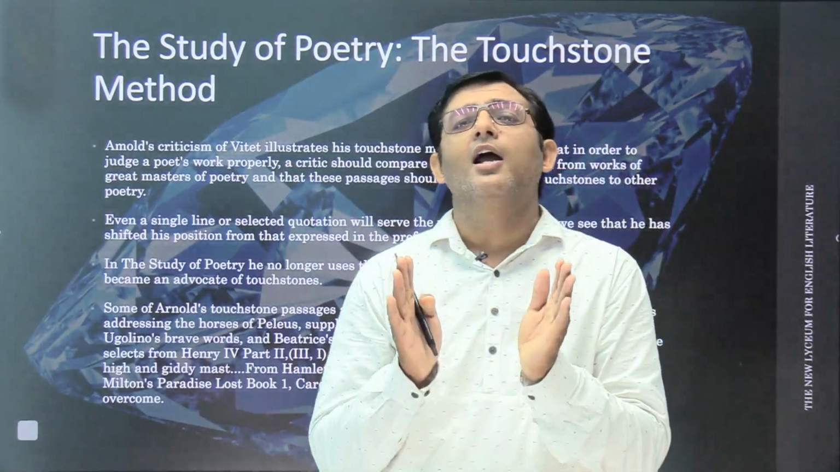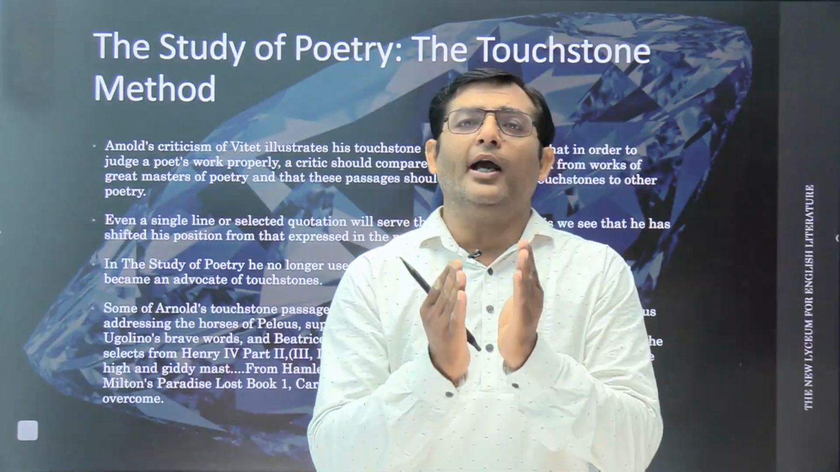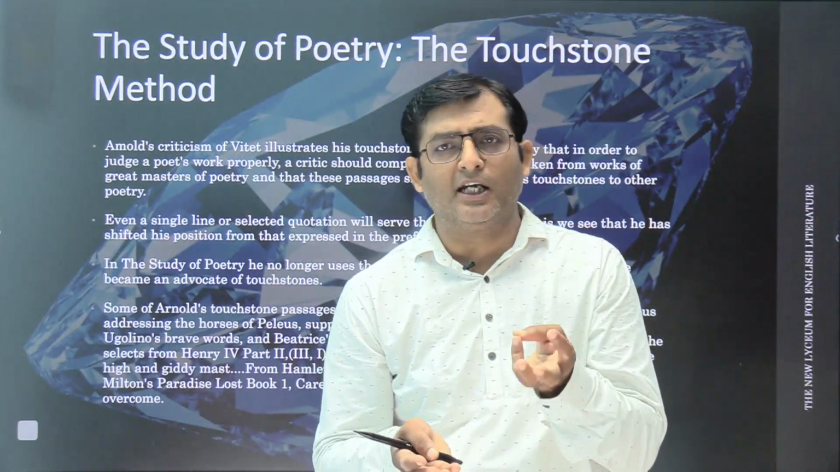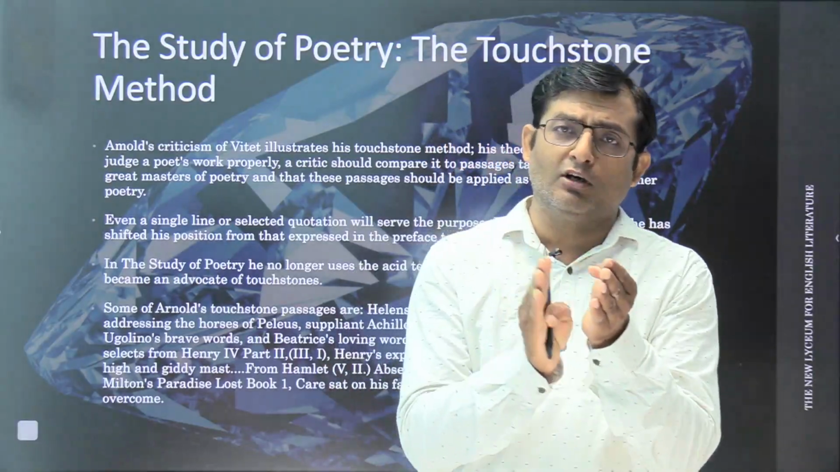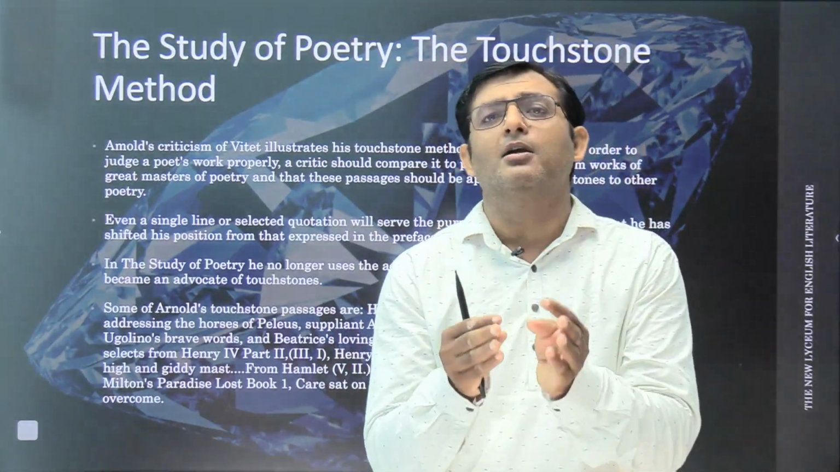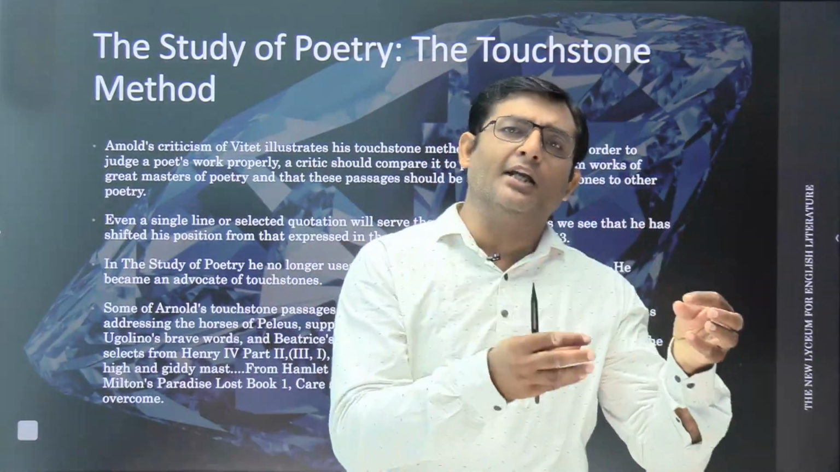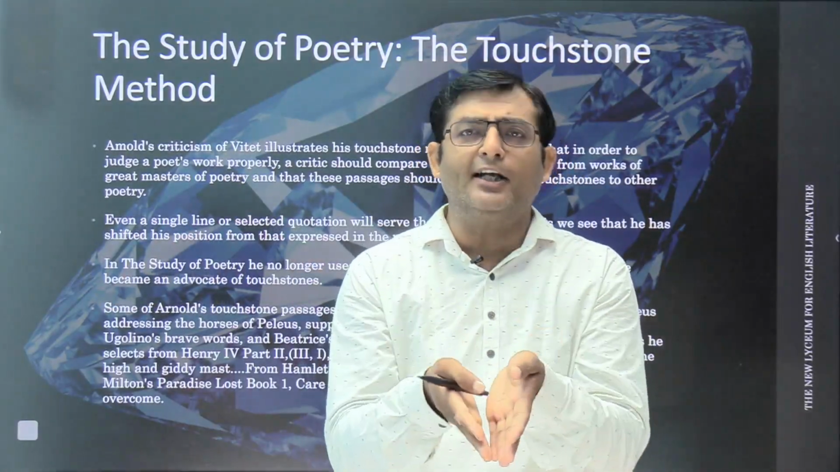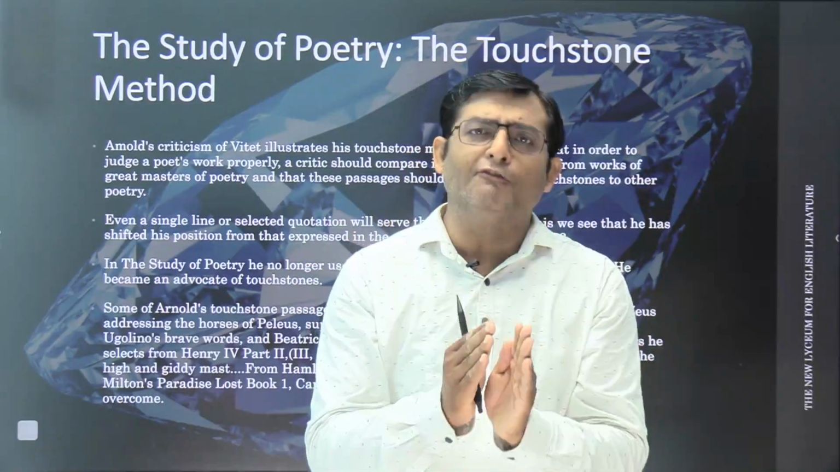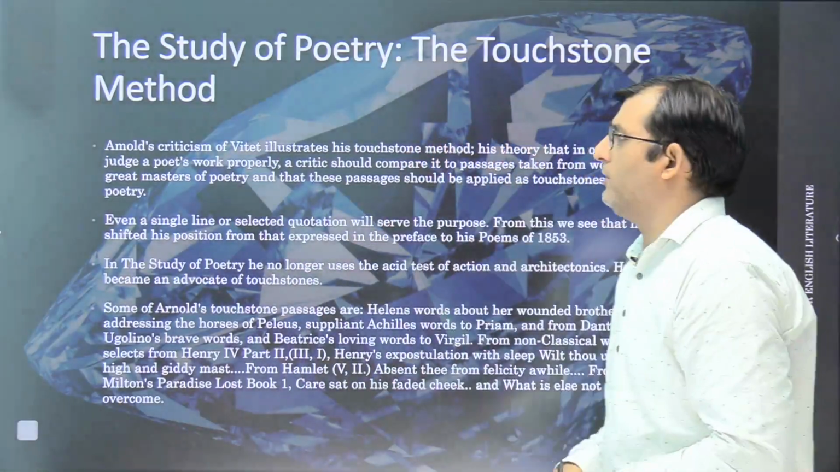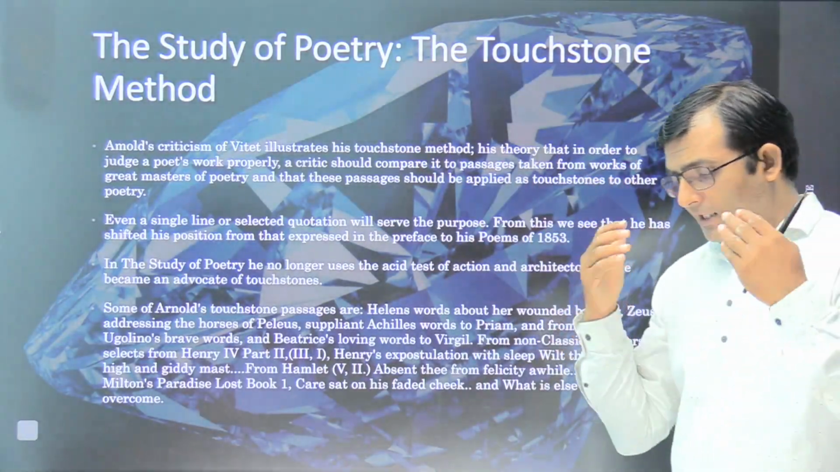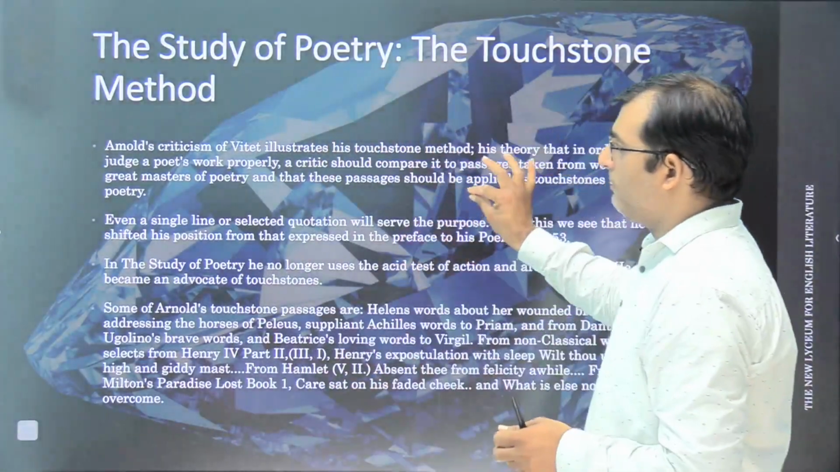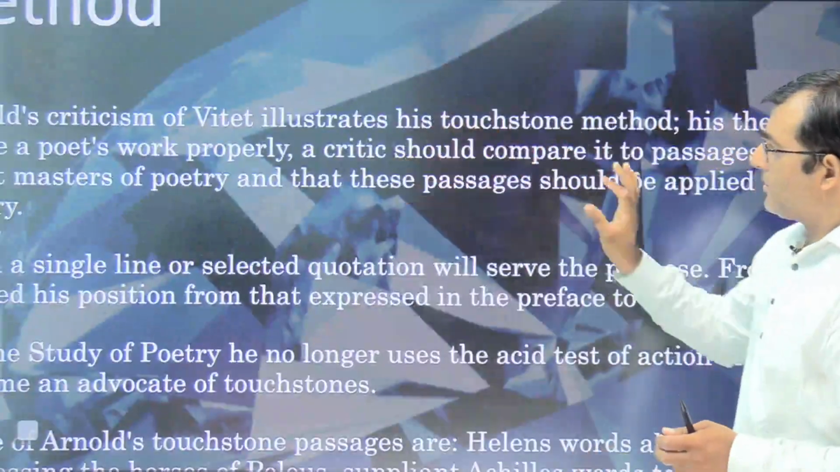What is Touchstone method? It is a method of comparative criticism where Matthew Arnold talks about four classical writers, Homer, Dante, Shakespeare and Milton, and he gives passages from these four writers and says that these are the lines, beautiful lines, excellent lines, and compare your lines with these lines and then find out the worth of your poetry. If they are equally fit, it means they are worth reading, and if they are not fit, they are not worth reading. This is the Touchstone method. Arnold talked about this Touchstone method in his analysis of a French critic, and the name of the French critic was Witted. He illustrates his Touchstone method.